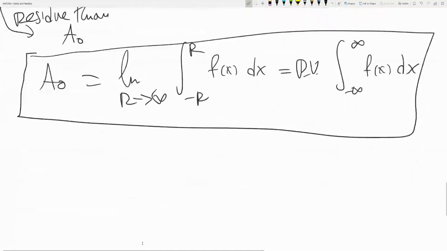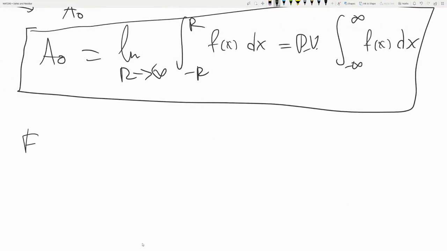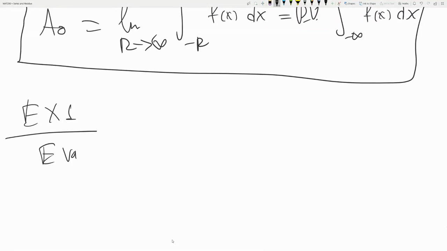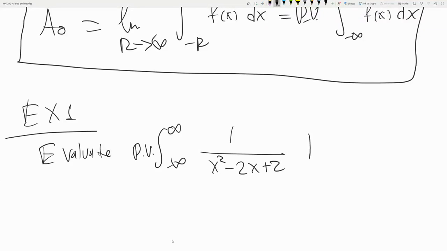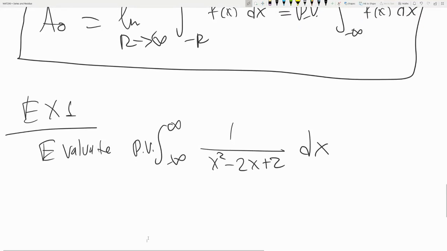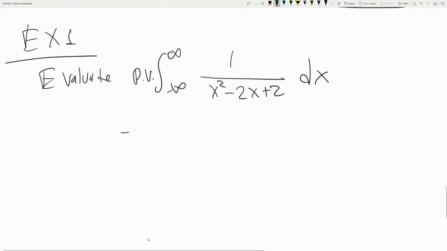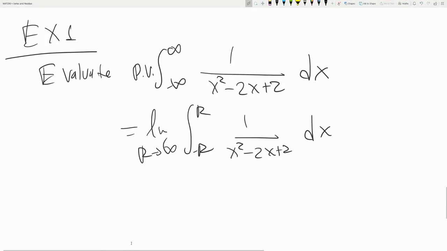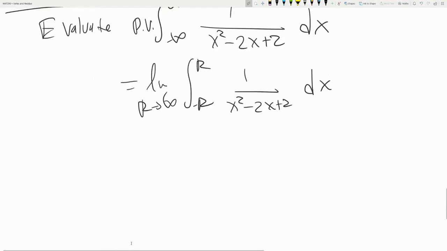Let's do an example to give you a flavor. Okay, so evaluate the real integral, the principal value of 1 over x squared minus 2x plus 2. Okay, that's good. So this one was the limit of this guy. Okay, good. All right, so let's look at the complex version of it.